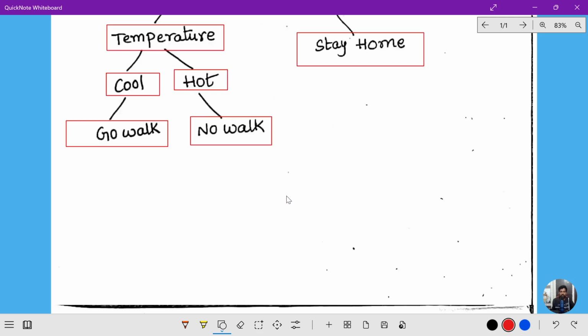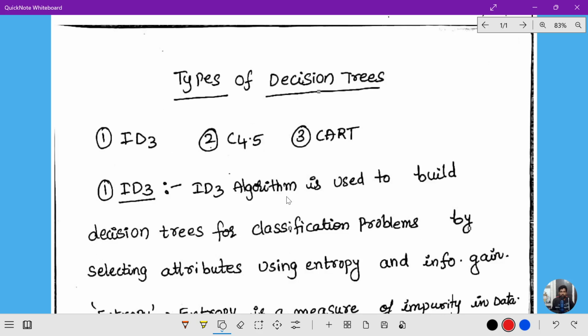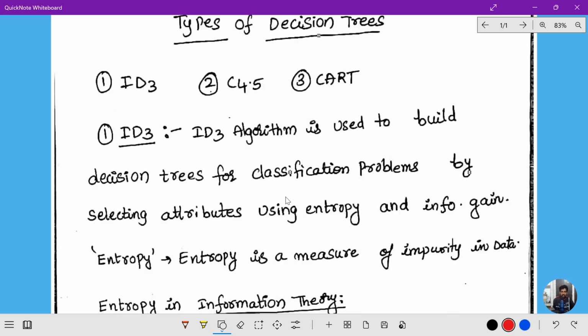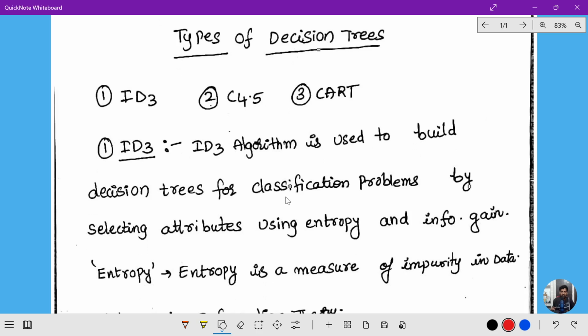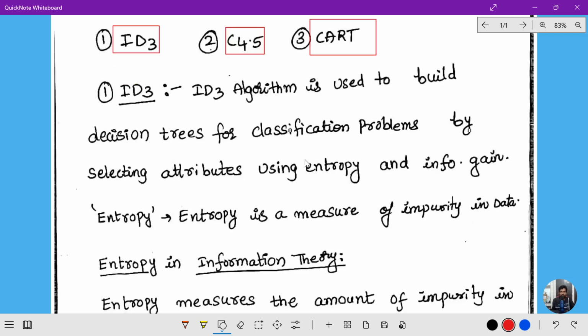Let us move forward. Now you observe one of the most important slides. So these are called the types of decision trees. So remember, there are three types of decision trees. The first one is called ID3, the second one is called C4.5, and the third one is called CART. Okay, so there are three types of decision trees. So we'll see them one by one now.